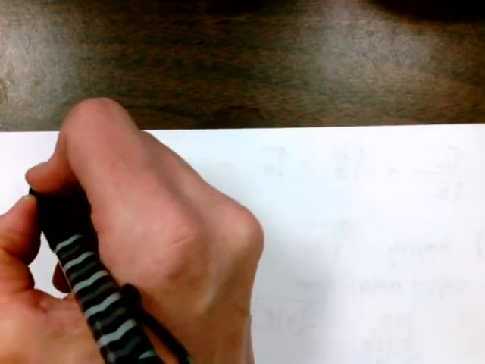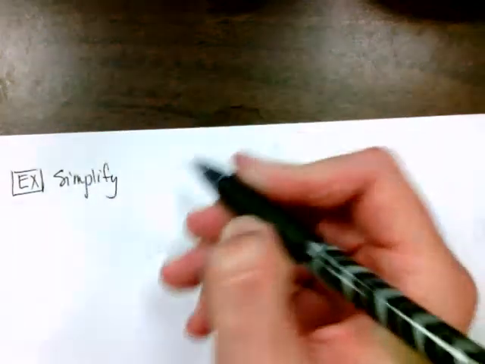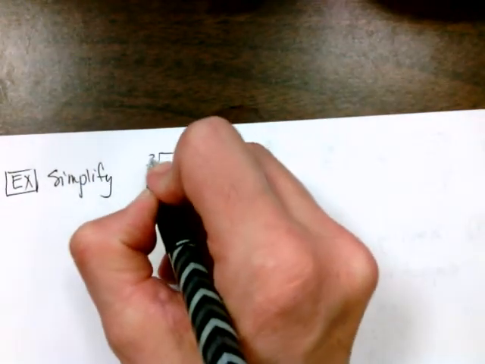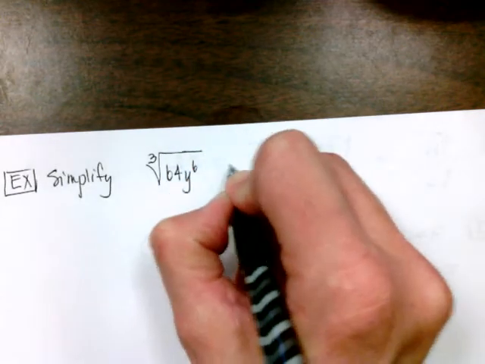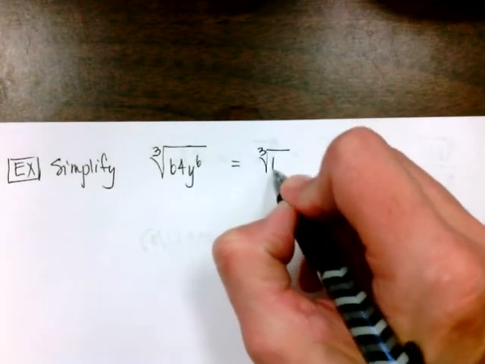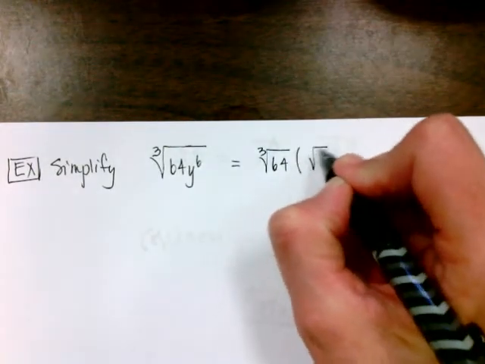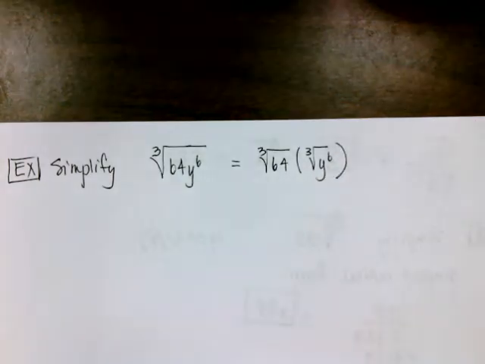Okay? Alright, so now what I'm going to do, just a couple more examples, is simplify some radicals with variables. So here's our next example. And again, I want to simplify. And I'm going to have the third root of 64y to the 6th. So I'm going to split this one up. And I'm going to split it up into the third root of 64 times the third root of y to the 6th. Now you can't do the variables in your calculator.